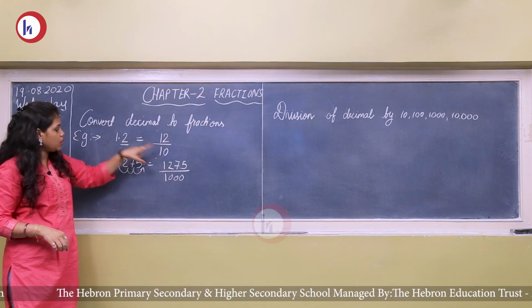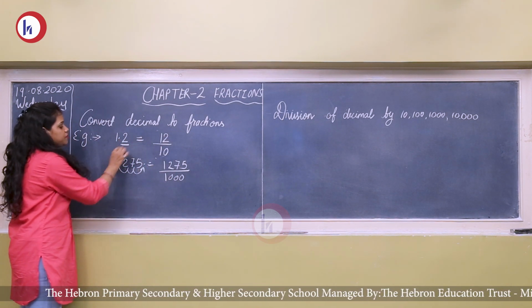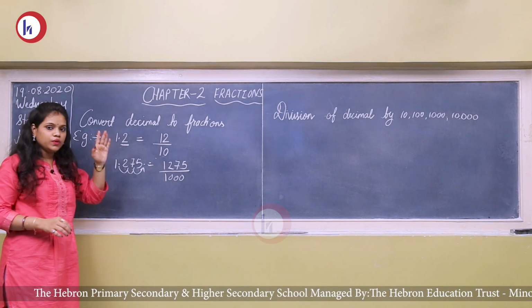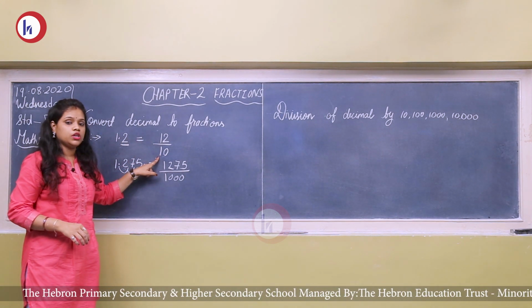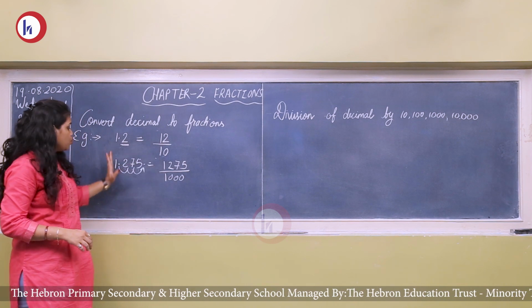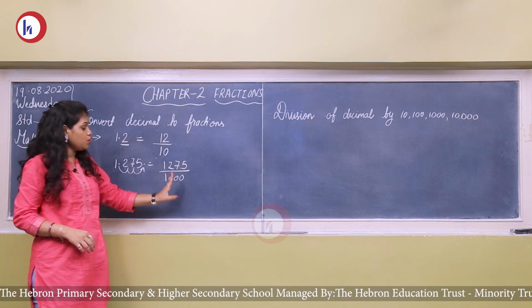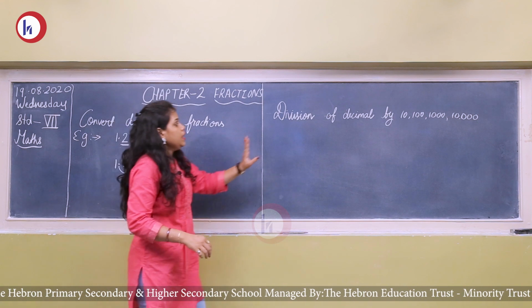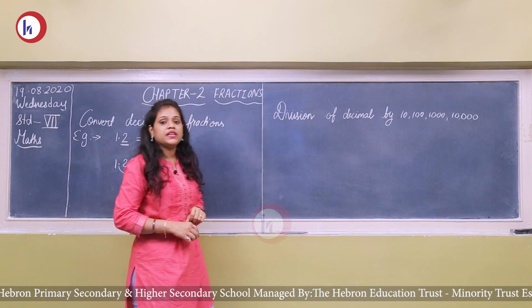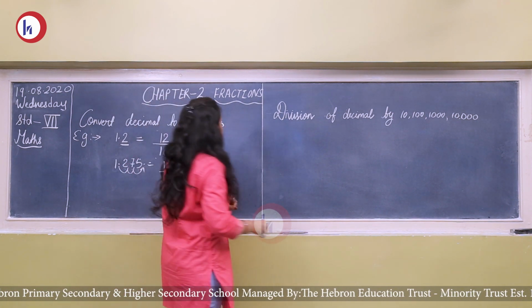So how many decimal places? After the decimal, whatever the places are, that you will count, and that many zeros you will put in the denominator. So your decimal will be converted into a fraction. Okay. Now division of a decimal by 10, 100, 1000 and 10,000.